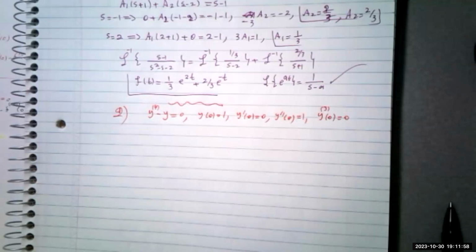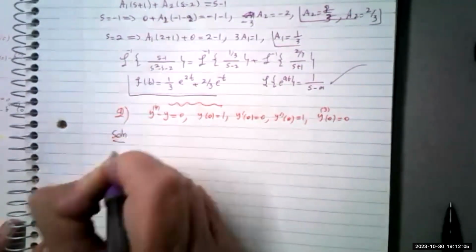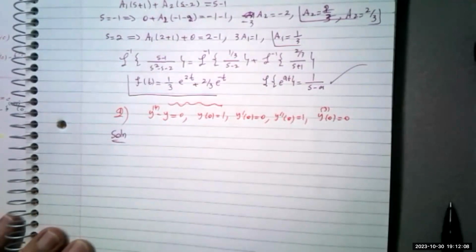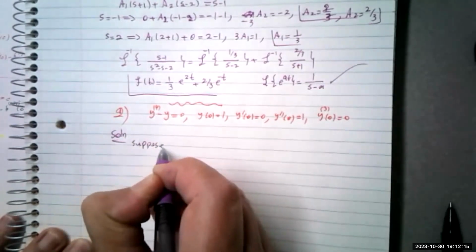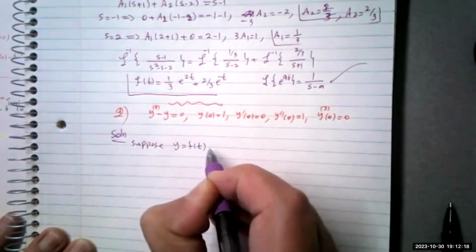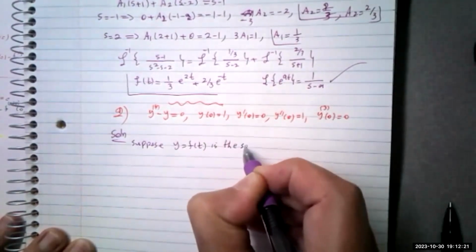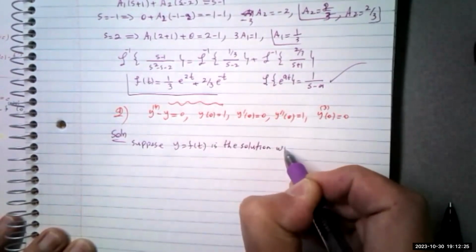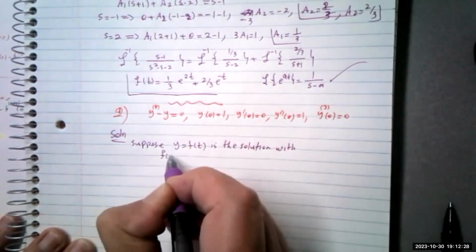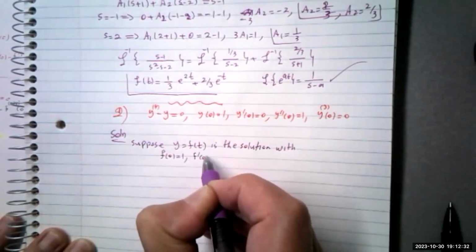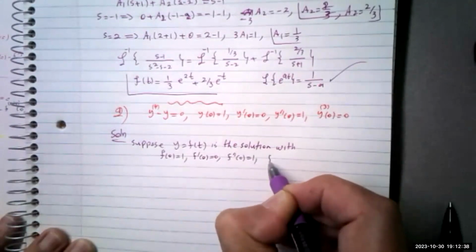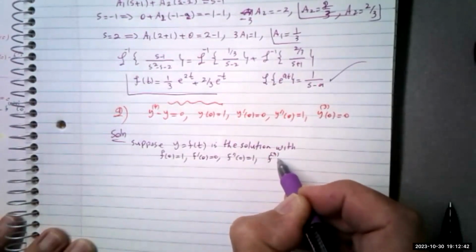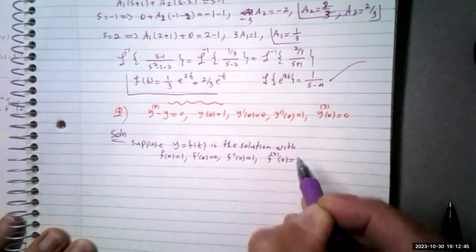So we want to solve this equation using the Laplace transform. Okay, here is the solution. This is the way I do it. Suppose y equal to f of t is the solution with these conditions. So the conditions would be f of 0 equal to 1, f prime of 0 is equal to 0, f double prime of 0 is equal to 1, and the third derivative of f at 0 is equal to 0.